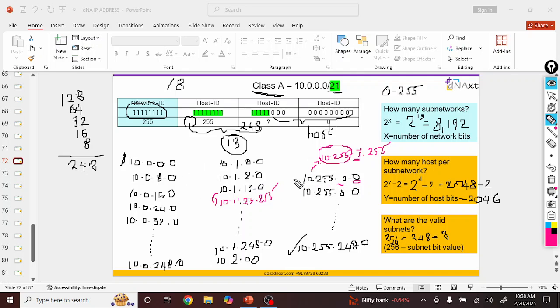What will be the first valid host in this case? 10.255.0.1, and what will be the last valid host? 10.255.7.254. So while writing the first valid host, you will write down the next IP address of the network ID, and while writing down the last valid host, you will write down the preceding IP address of the broadcast ID. Okay, so this is all about /21.